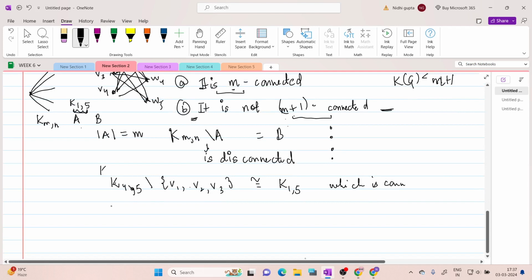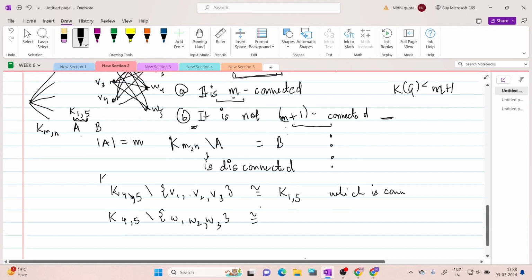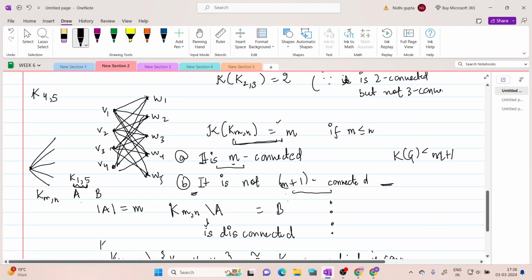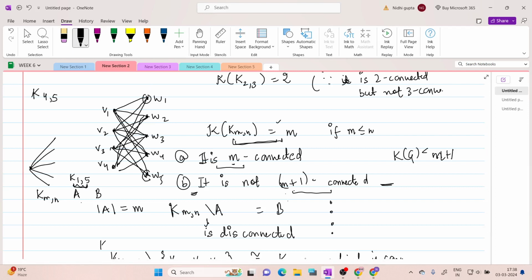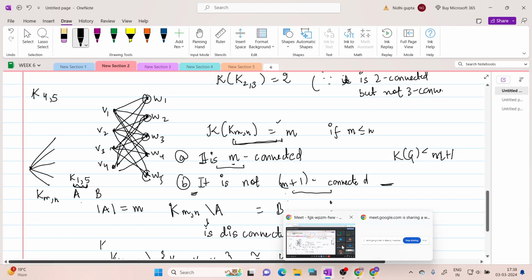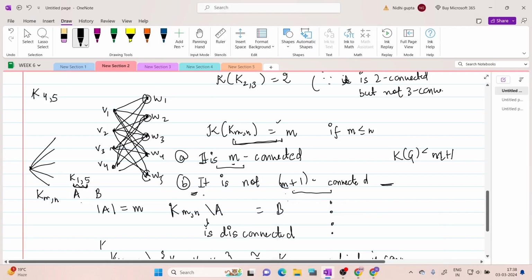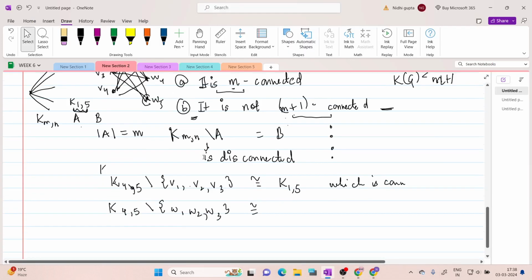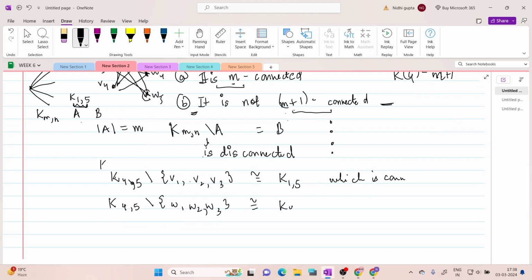Now what if I remove three vertices from W? Then what is my resultant graph? As in, if I remove three vertices from partition B, what is this graph isomorphic to? If I remove W1, W2, W3, what is the resultant graph? K42, right? K42, which is also connected.